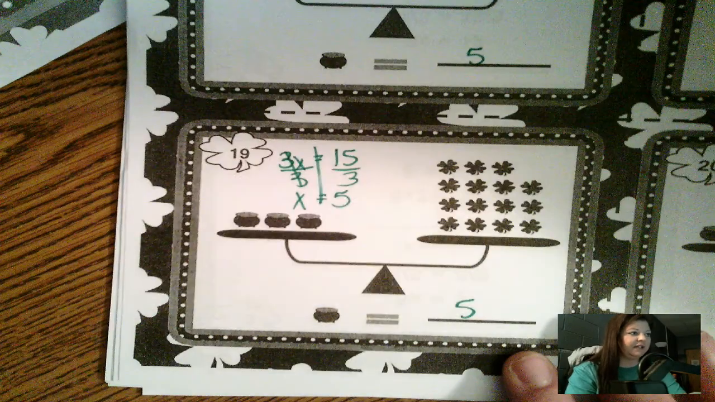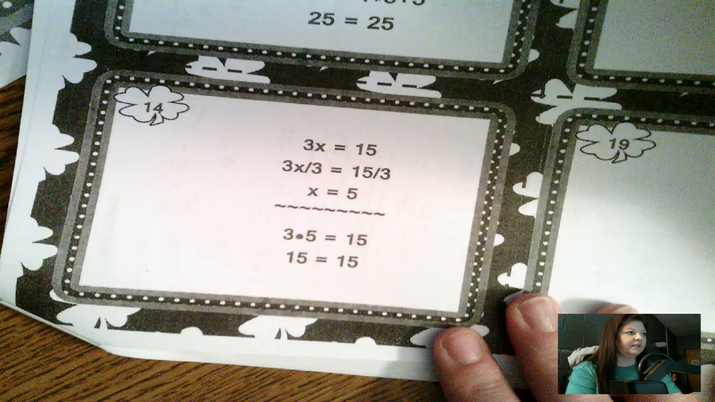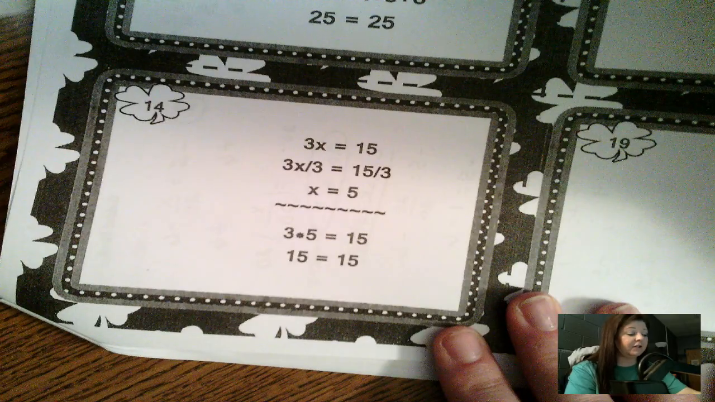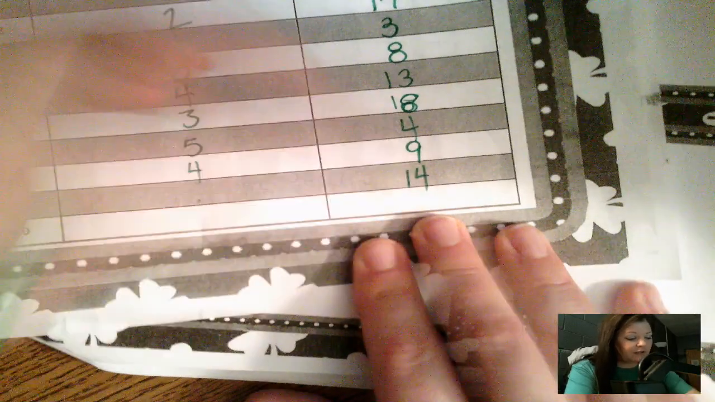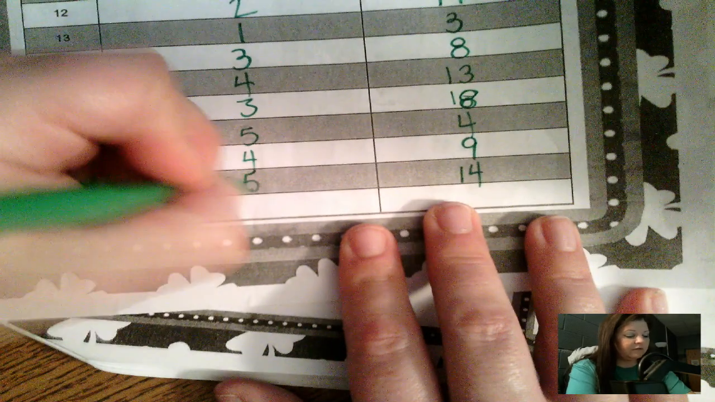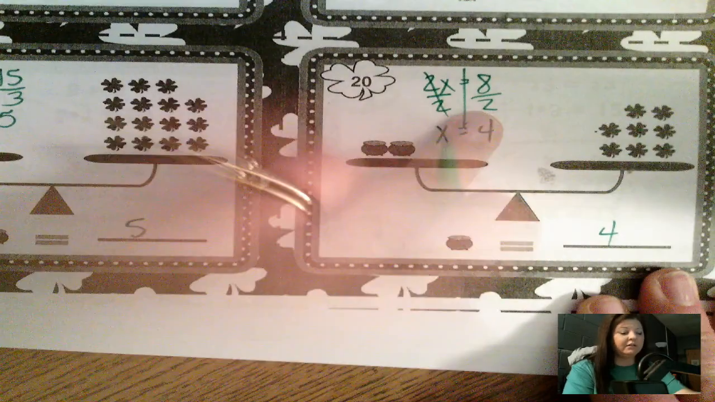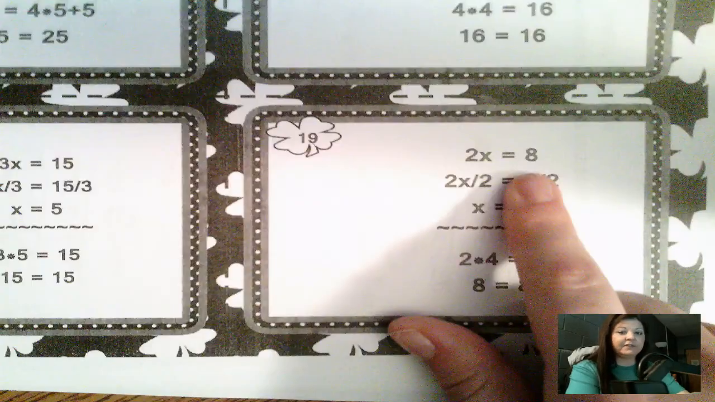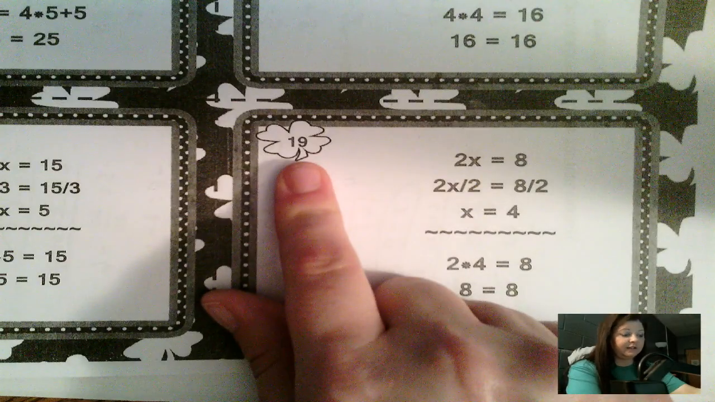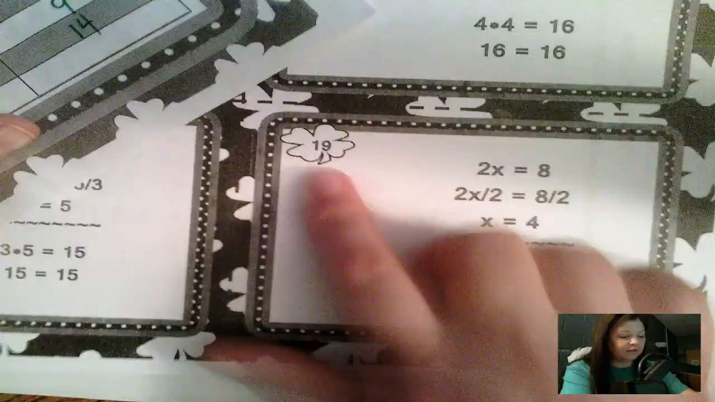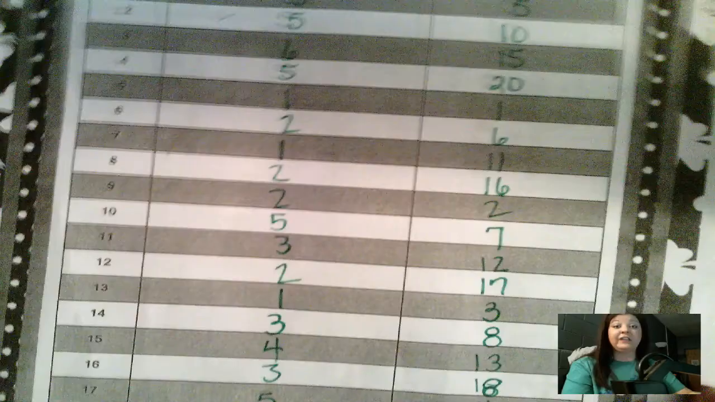Number 19. 3x equals 15, x equals 5. 3x equals 15, x equals 5 is clever equation card 14, so write 14 here, and x equals 5. Last one, okay, we have 2x equals 8, so flip, 2x equals 8. Clever card 19, x equals 4, so we write x equals 4 and clever card 19, and you're finished, okay?